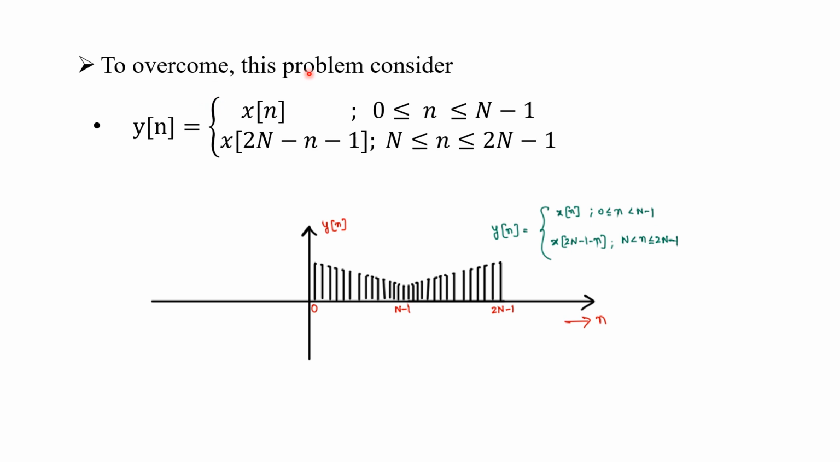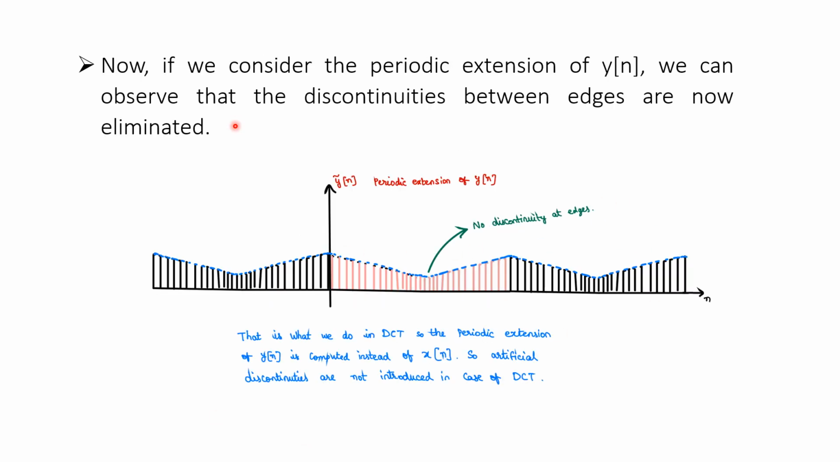So, to overcome this problem, consider y of n such that y of n is equal to x of n when n is between 0 and n minus 1, and it is equal to x of 2n minus n minus 1 when n is greater than n minus 1. So this is the representation of y of n. Now if we consider the periodic extension of y of n, we can observe that the discontinuities between edges are now eliminated. There are no discontinuities here. So this is what we do in the DCT. The periodic extension of y of n is computed instead of x of n. So the artificial discontinuities are not introduced in the case of DCT.